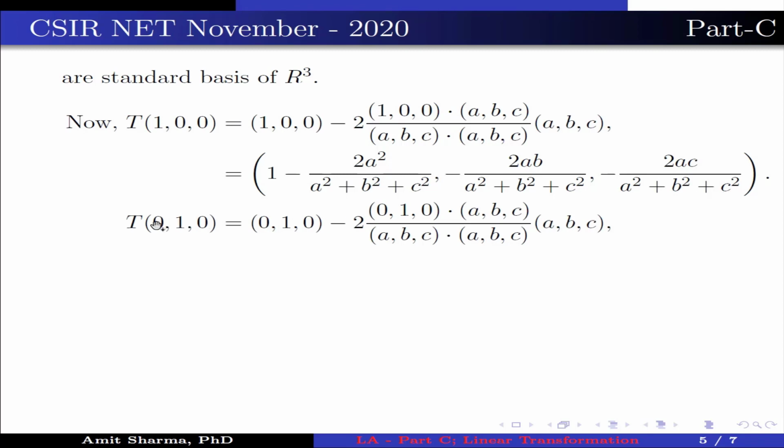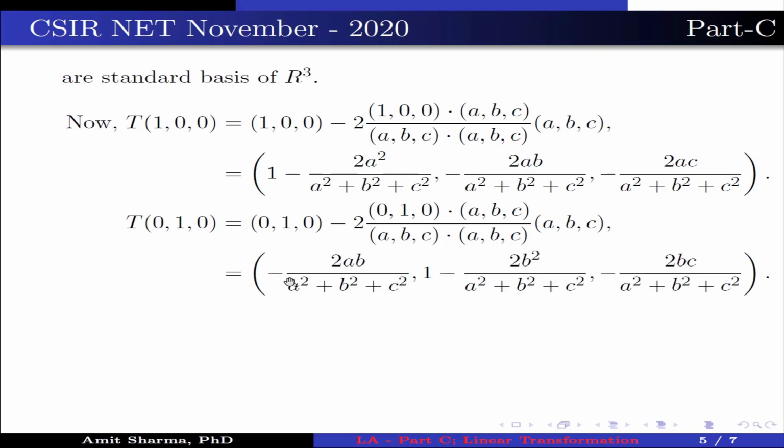Now the transformation of (0, 1, 0) is equal to (0, 1, 0) minus 2 into inner product of (0, 1, 0) with (a, b, c) divided by inner product of (a, b, c) with (a, b, c) into (a, b, c), which is equal to (minus 2ab divided by a square plus b square plus c square, comma 1 minus 2b square divided by a square plus b square plus c square, comma minus 2bc divided by a square plus b square plus c square).